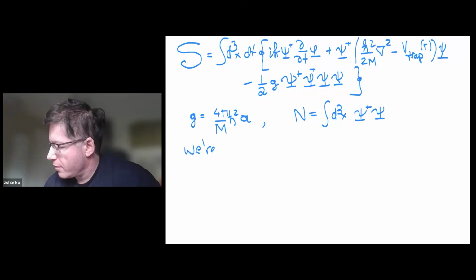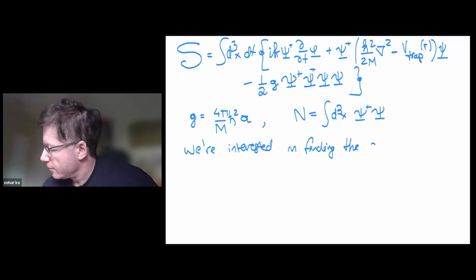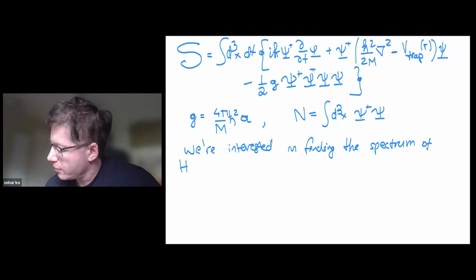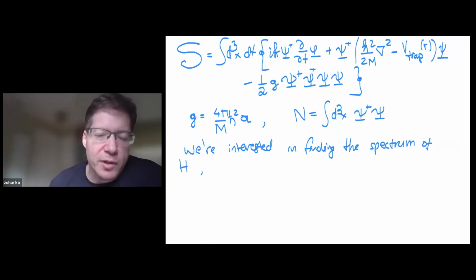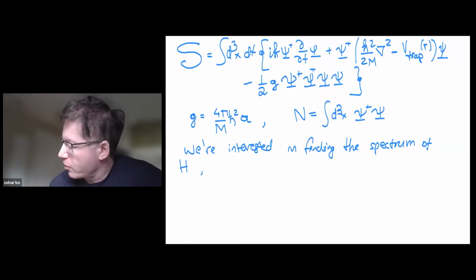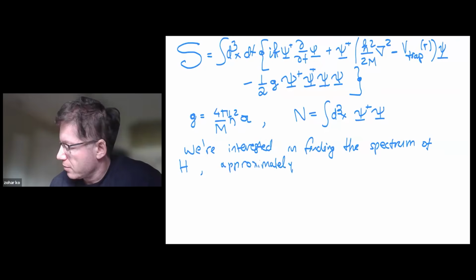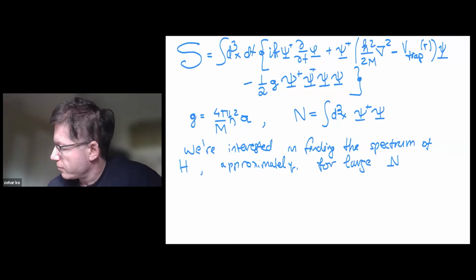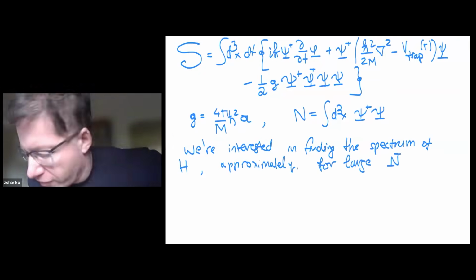We are interested in finding the spectrum of the corresponding Hamiltonian, but we don't really hope to be able to do it for 3 particles. That would be quite insane to do it exactly. So we're going to try to find the spectrum approximately. There is no hope of solving this problem exactly. And we're going to try to find it approximately for many particles in the bucket.